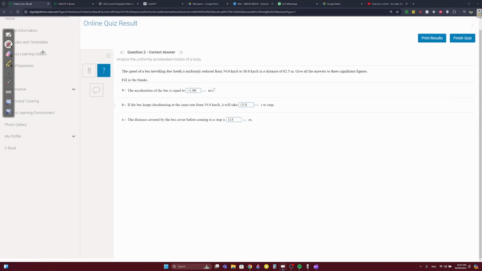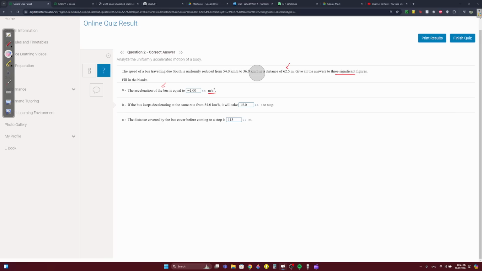Question 2. The speed of a bus traveling south is uniformly reduced from 54 to 36 kilometers per hour in a distance of 62.5. What's the acceleration? First, find the speeds in the correct units. We want acceleration in meters per second squared, so we should solve in meters per second.